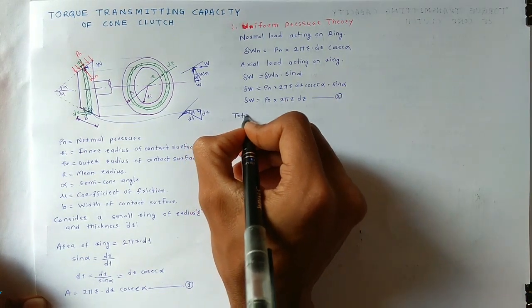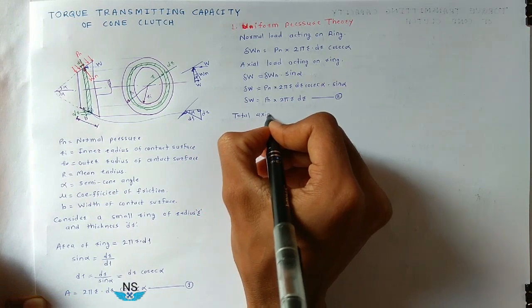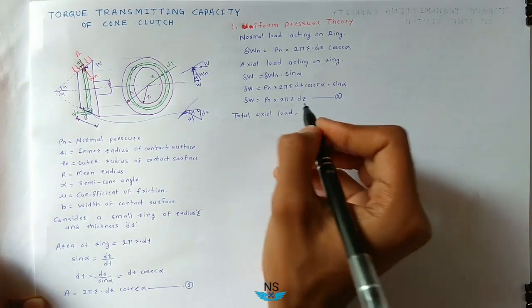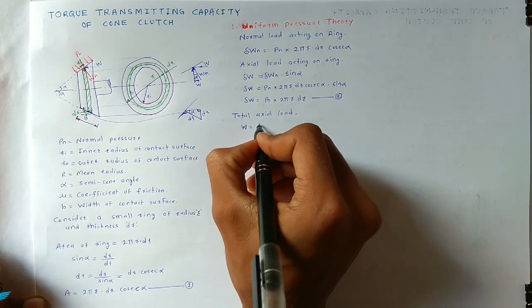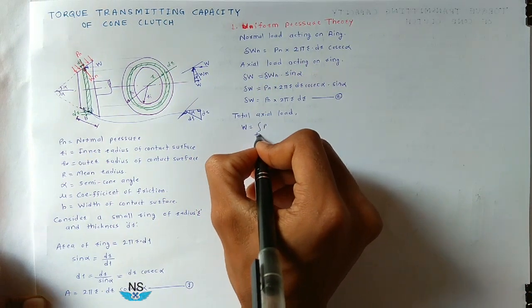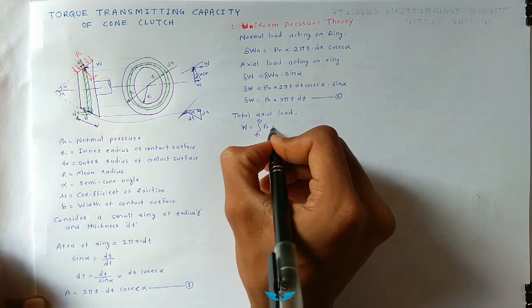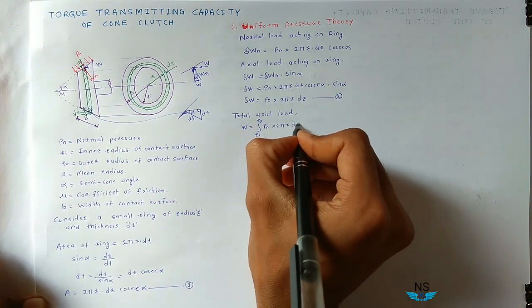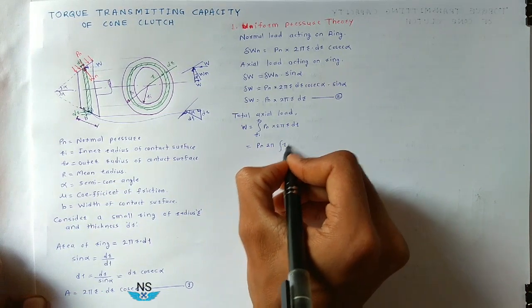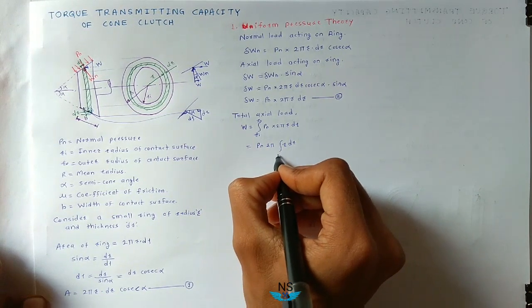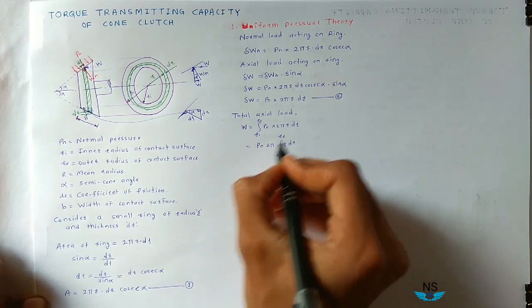Now we require the total axial load acting on the contacting surface. So W is equal to the integral from Ri to Ro of Pn into 2 pi r dr. Here Pn is constant, 2 pi is constant, so we integrate r dr from Ri to Ro.